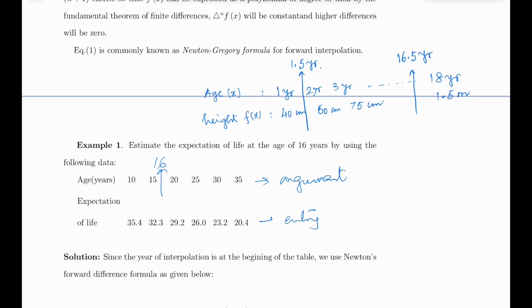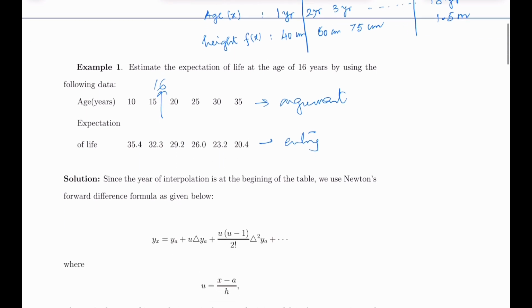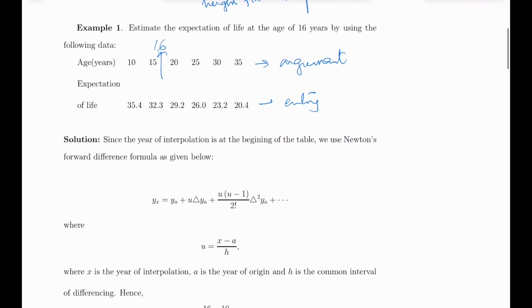So now let us come to the example. This is the example 1. Estimate the expectation of life at the age of 16 years by using the following data.